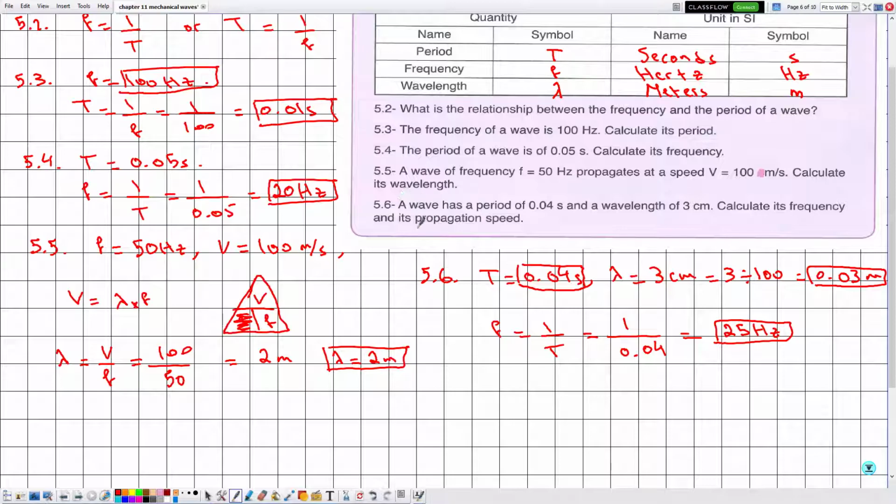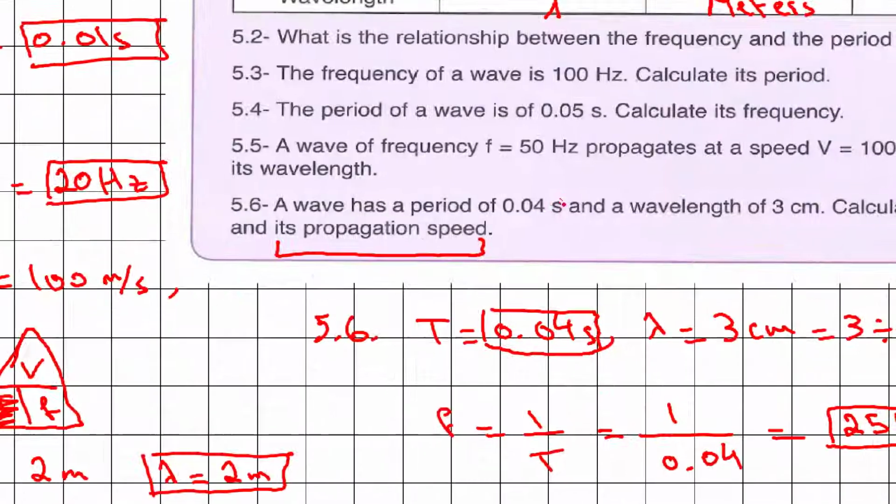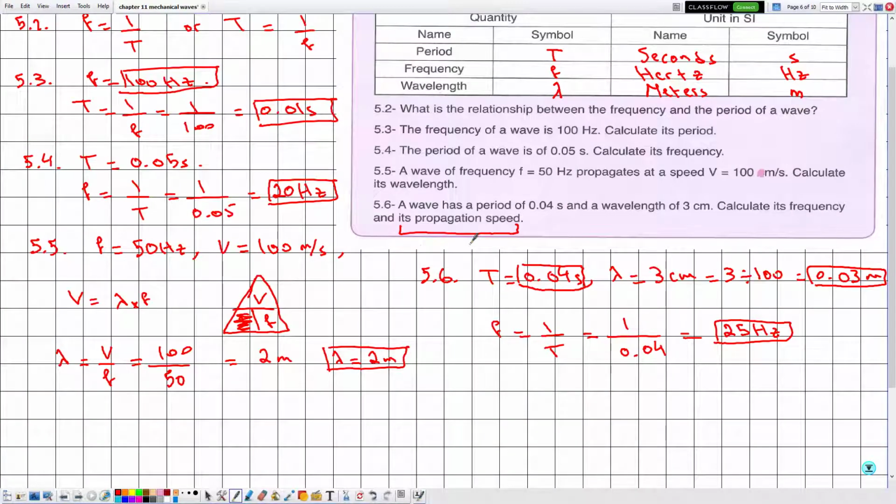We are also asked to calculate the propagation speed, which is simply the speed. So propagation is nothing but another word for motion. It is usually used for waves, and it's usually used for the motion of the wave and light. Now we need to calculate the speed.